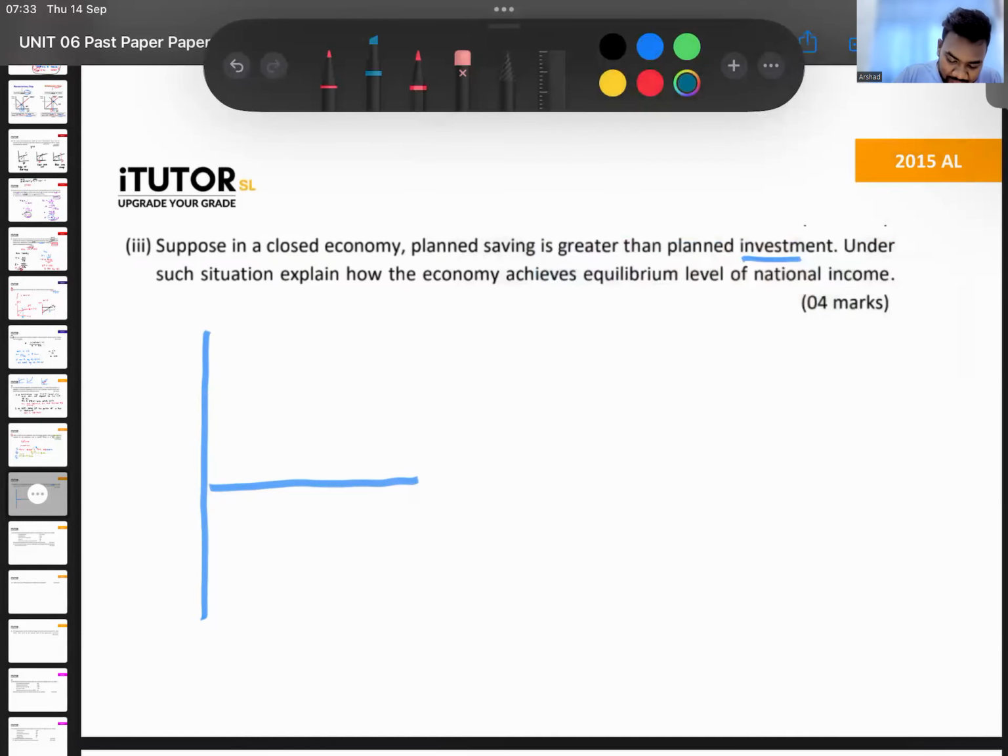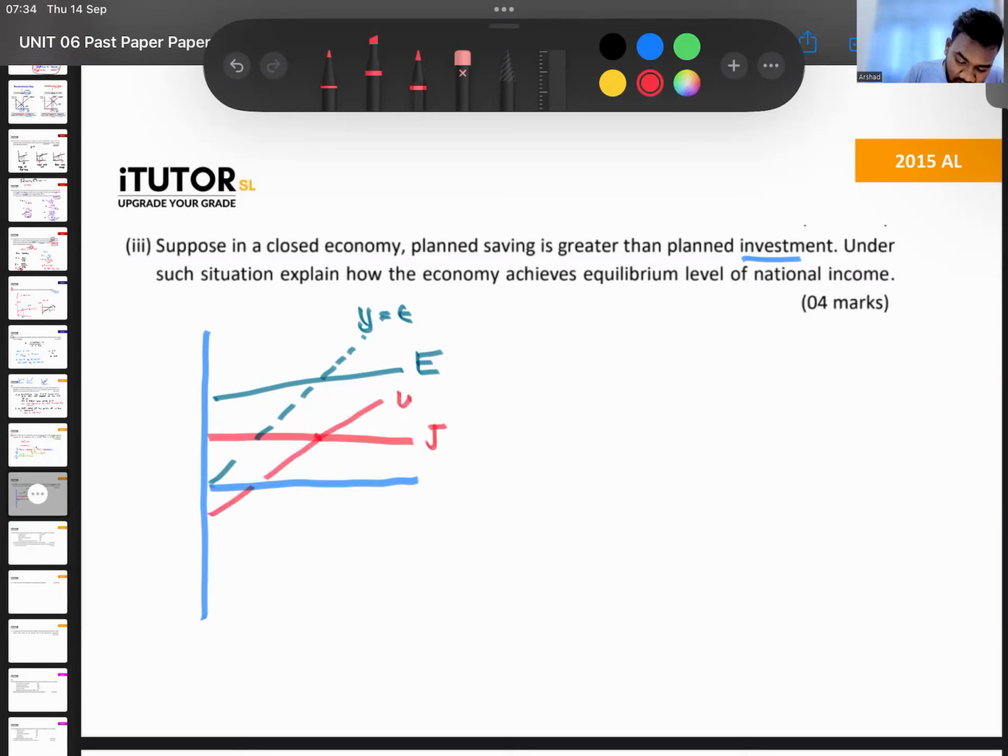In dark blue over here, I'll draw the y equals E line and the expenditure line. This is the expenditure, this is the y equals E. Then in red, I'll draw the withdrawals and the injections on the same diagram. This is your injections. This is your withdrawals. So I'm drawing both y equals E and w equals j on the same diagram.